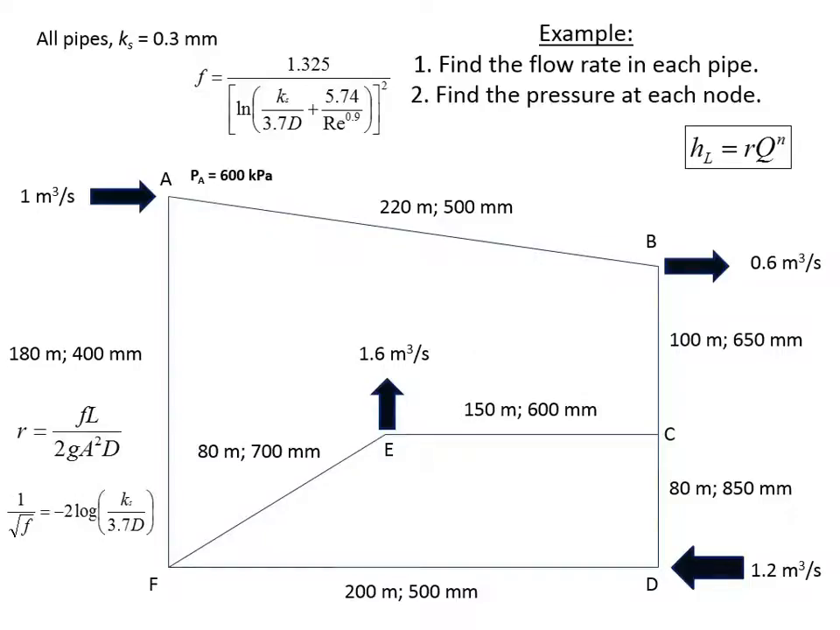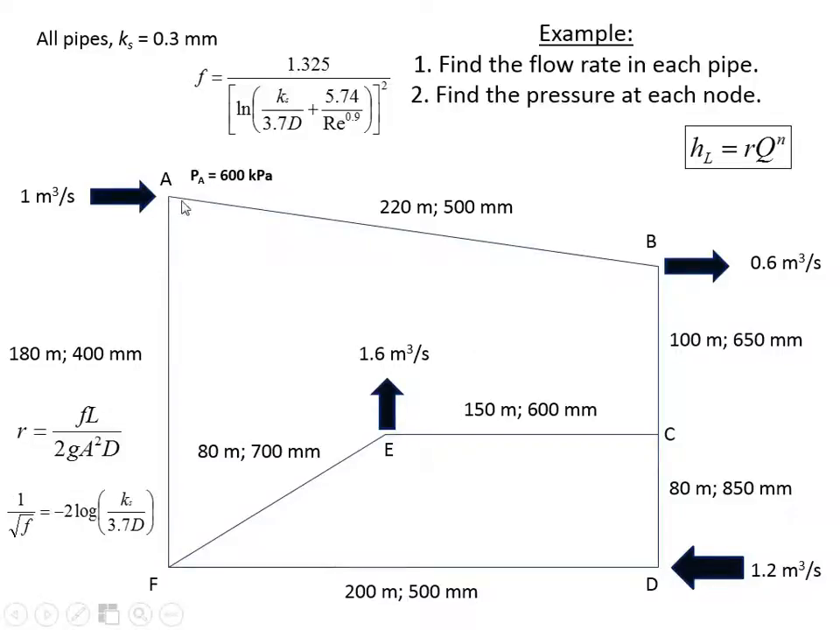We've got a certain k sub s for each of the pipes of 0.3 millimeters. Now all of the junctions are on the same horizontal plane, and so the elevation doesn't vary. And that's important when we calculate the pressures. The pressure is known at one junction. Here at this control point, I say the pressure is 600 kilopascals.